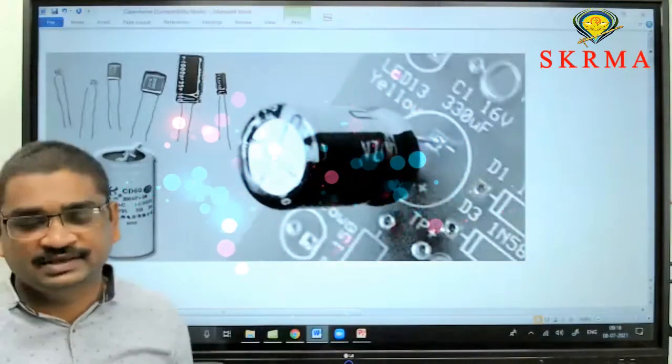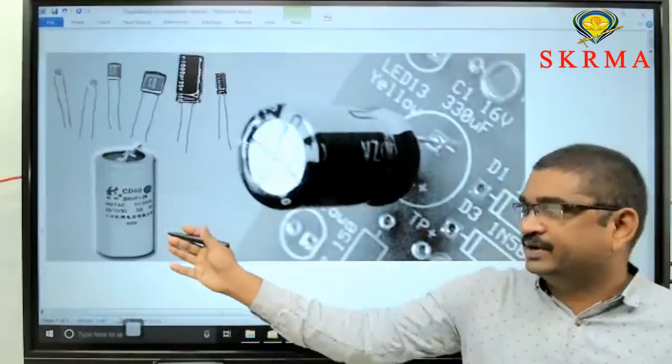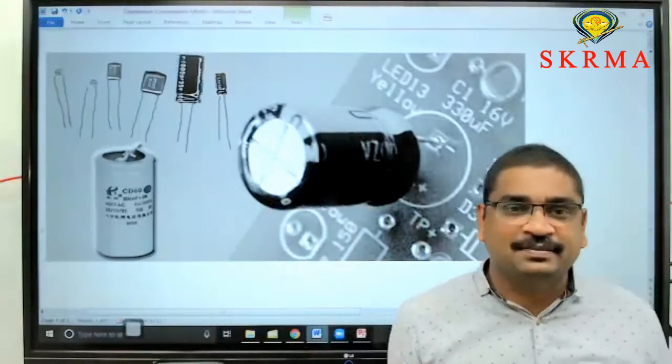Today we are going to discuss capacitors and capacitance. So here are the capacitors. Different types of capacitors are shown in this diagram. So these are the different types of capacitors.